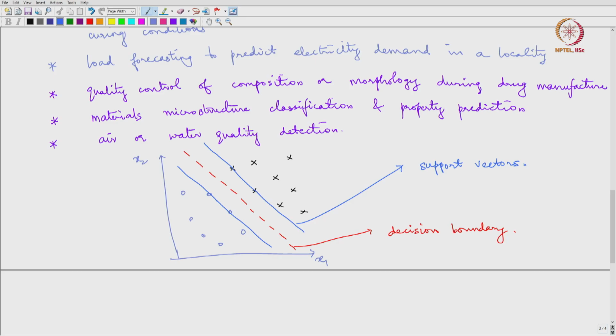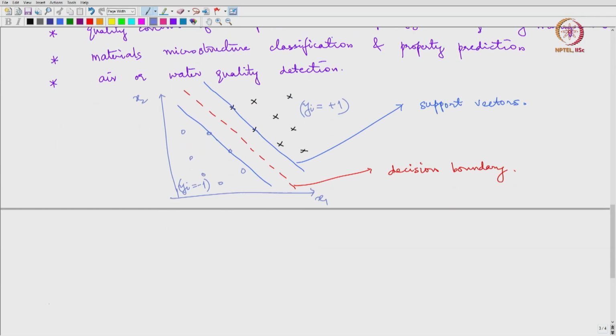Based on which side of the hyperplane, here just a line because we are in two dimensions, the points are lying, you can classify it to be of one type. So the predicted variable would be +1, class 2, and here it will be class 1, yi equal to -1. So this is the way in which a support vector classifier works.